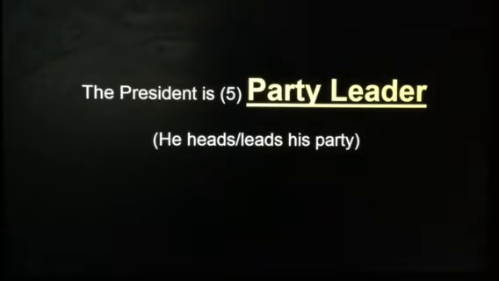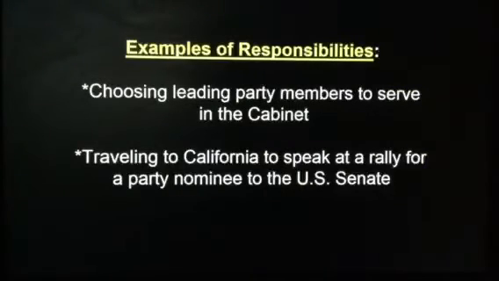5, the President is party leader. He heads or leads his party. He's the embodiment of his party. Examples of responsibilities: choosing leading party members to serve in the cabinet to work along with him, traveling to California to speak at a rally for a party nominee to the U.S. Senate.